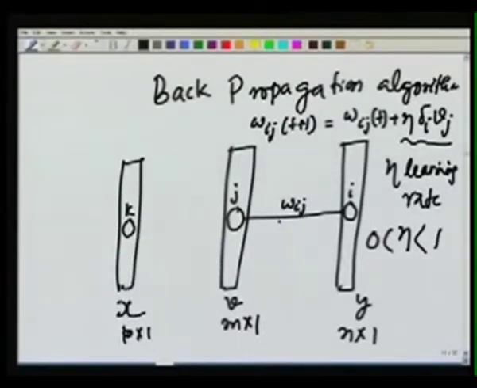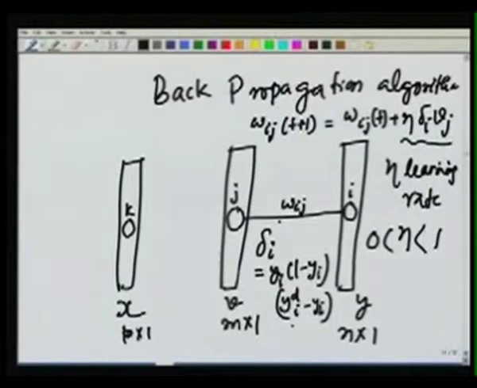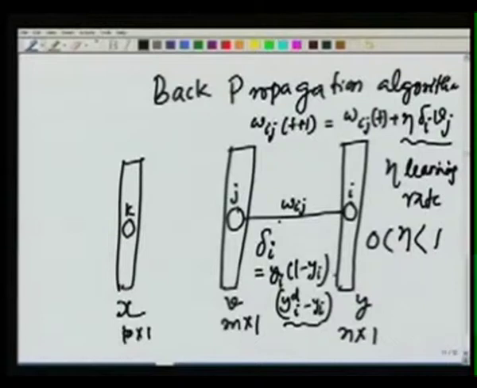I normally say this is the second layer, and this is the first layer. So, delta i we found to be yi into 1 minus yi, into the error, that is yd i minus yi. So, this is my error at the output multiplied by yi into 1 minus yi, which is delta i, and vj is the input, this is the vj.